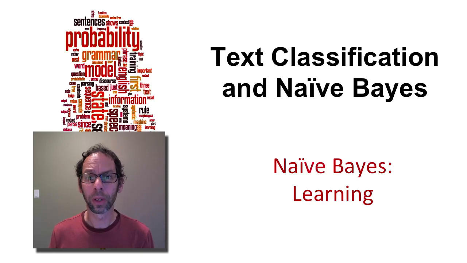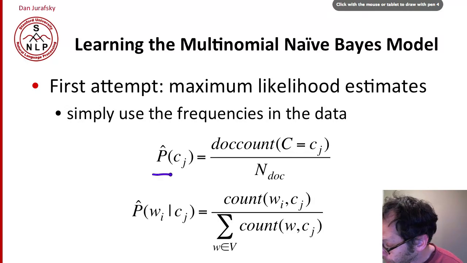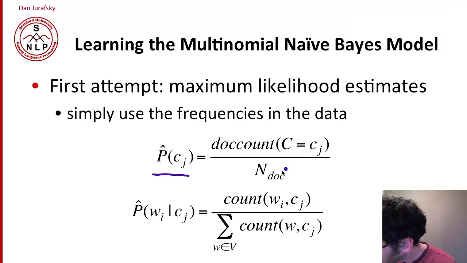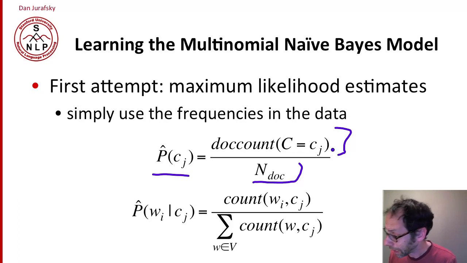How do we learn the parameters for naive Bayes? The simplest way to learn the multinomial naive Bayes model is to use maximum likelihood estimates. Simply use the frequencies in the data. So if we're trying to compute the prior probability of a particular document being in a class j, we have the count of all the documents, and out of those, how many of the documents are in class j? That's our prior that a random document will be in class j.